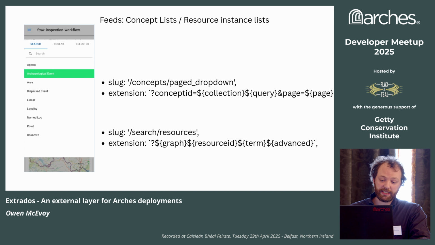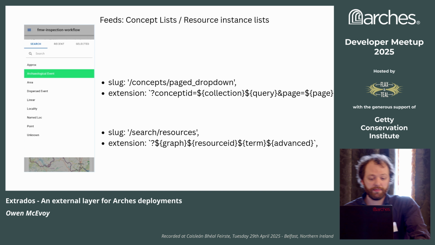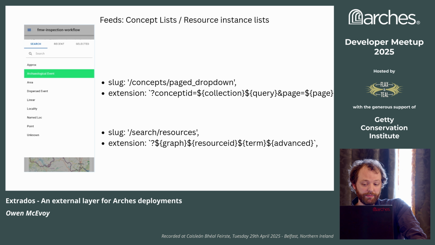So then whenever you've actually clicked on it, the search tab just goes to the same endpoints that the drop downs in Arches use. So you'll be familiar with them. Concepts uses the page drop down endpoint, and resources just uses the search resources. We put the graph and any terms and advanced filters on there.